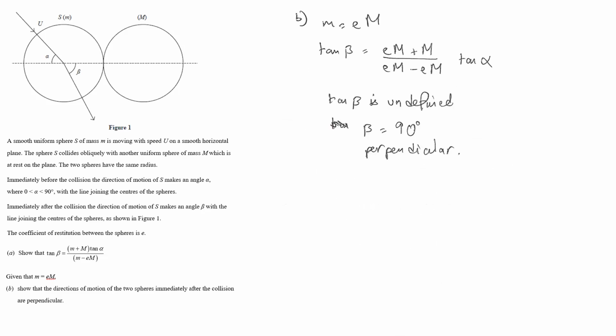So I've said little m is equal to E capital M, and I've substituted for little m. And can you see we're dividing by 0? Now, dividing by 0 is obviously not allowed because it's going to give an answer that's undefined, which is what actually we want. And we know that the tan of 90 is undefined. So B is actually moving perpendicular to the line of collision, or perpendicular to W. Remember, W is moving along the dotted line as well.